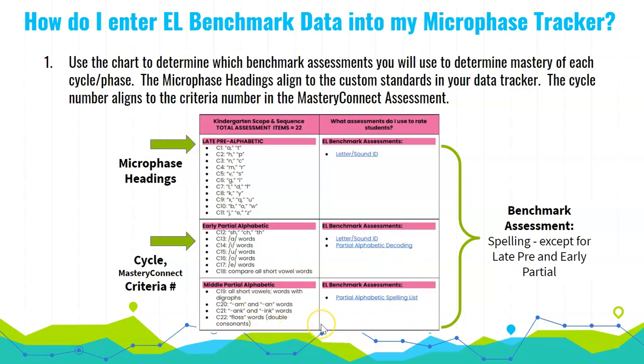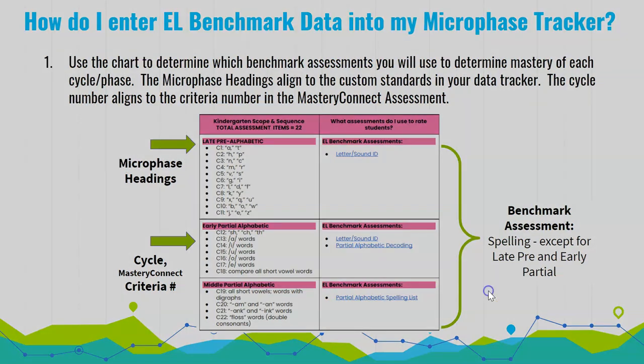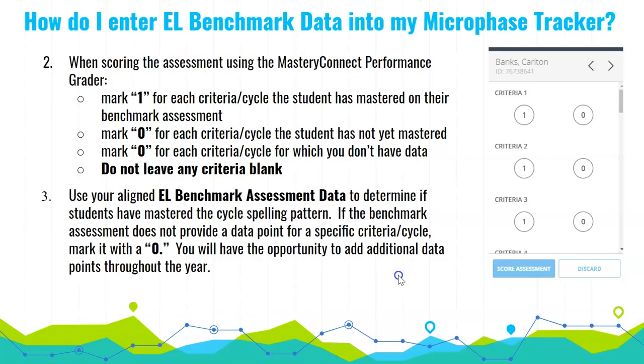We always default to spelling lists when determining microphase mastery because we know from the science of reading that encoding or spelling shows a true level of mastery of that spelling pattern. When scoring the assessments using the MasteryConnect performance grader, mark 1 for each criteria or cycle the student has mastered on their assessment. Mark 0 for each criteria or cycle the student has not yet mastered. You will also mark 0 for a cycle for which you do not have data. Do not leave any criteria blank.